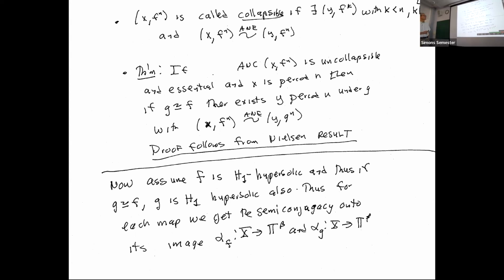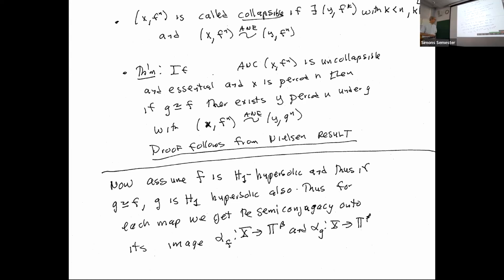Your abelian Nielsen class is equivalent to something of lesser period. Then the fundamental theorem is just like the theorem of Nielsen theory. If you have an uncollapsible essential class of some given period, then if you're homotopic, that new map also has a periodic orbit of period N, which is now in this case abelian Nielsen equivalent.